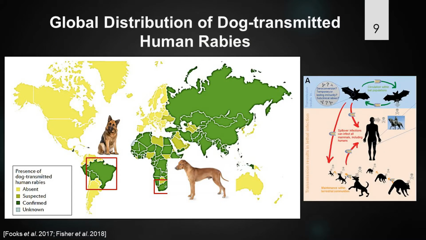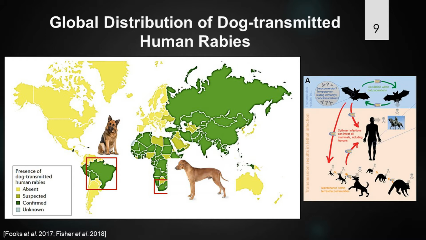This is the global distribution of dog-transmitted human rabies, showing the global map, whereby regions in yellow show that rabies is absent, light green regions show that rabies is suspected, and dark green regions show confirmed cases of dog-transmitted human rabies, and the light blue areas are unknown cases of dog-transmitted human rabies.